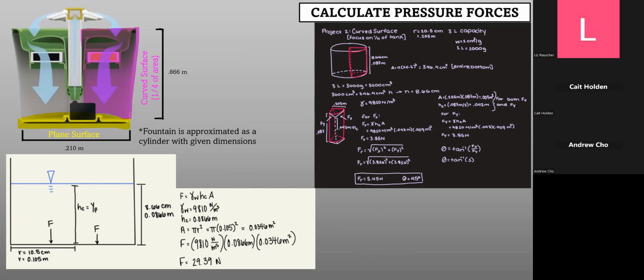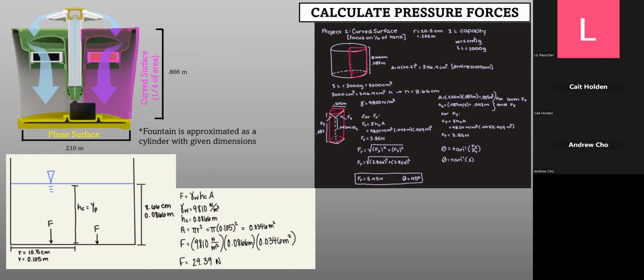Then to find the force on the plane surface, we used the formula for force that includes the specific weight and area as well as hc. The specific weight is 9,810 newtons per meter cubed. The hc value based on the height is 0.0866 meters, and the area of the bottom is 0.0346 meters squared. With all of that, we found that the force on the bottom is 29.39 newtons.